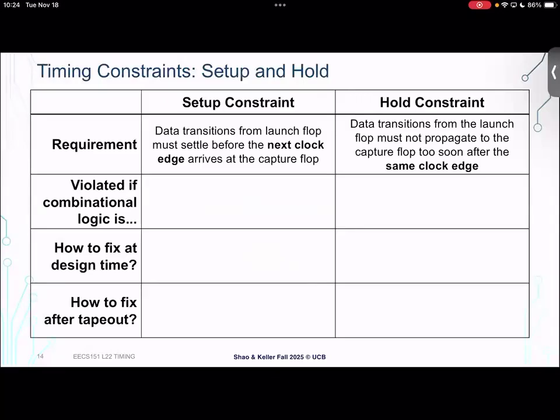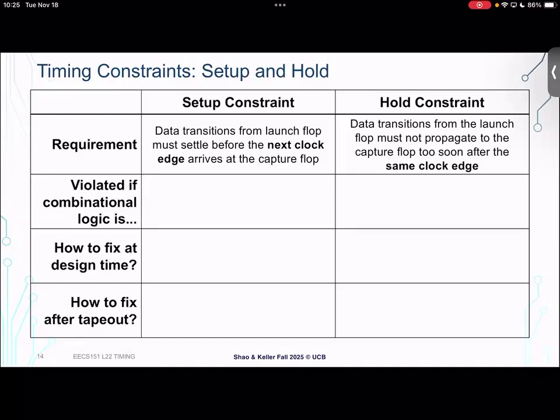I'm going to try to present it one more way on this slide to sort of tease out these two different constraints. So again, the setup constraint is that data transitions on the launch flop must settle before the next clock edge arrives at the capture flop. Whereas the hold constraint is that data transitions from the launch flop have to not propagate too soon to the capture flop on the same clock edge so that it doesn't contaminate its own data.